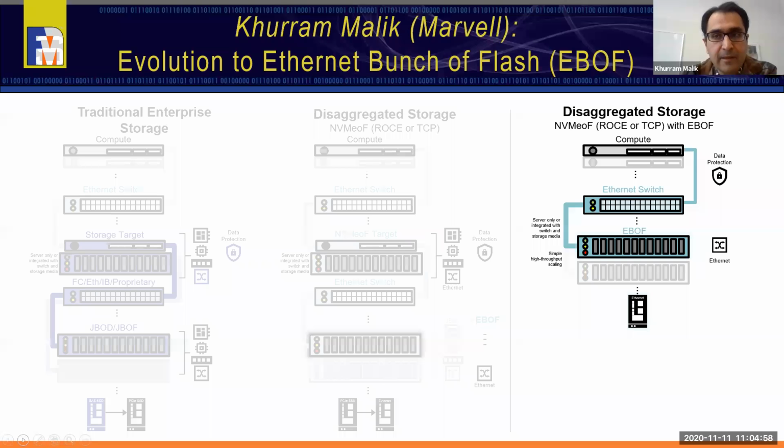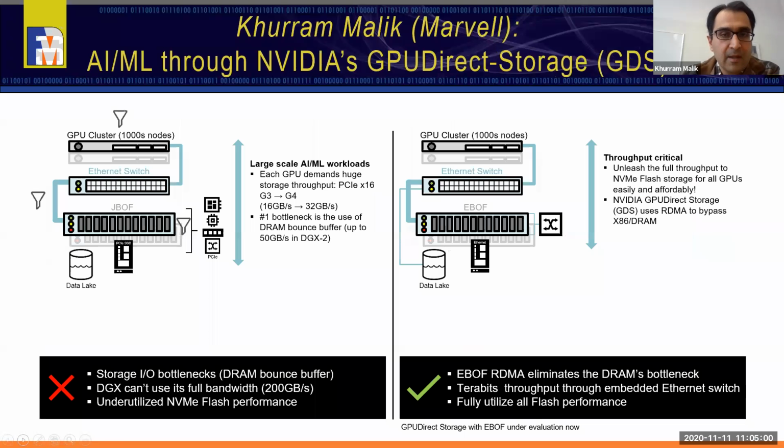EBOF has multiple use cases. We can talk about hyper-converged infrastructure, and one of the use cases is where NVIDIA has a GPUDirect Storage application. What does it do? They have a bounce buffer application, right? Currently the data comes out from the JBOF and goes into the CPUs. The CPUs use the system memory buffer and dump the data to the GPUs to process it.